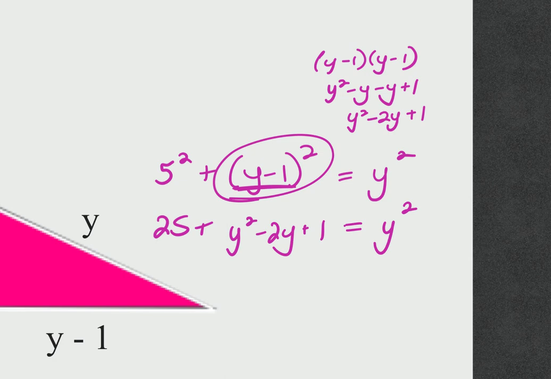Any way you can shortcut this? There's a shortcut. It's the first one squared, the second one squared, double the product of the two.